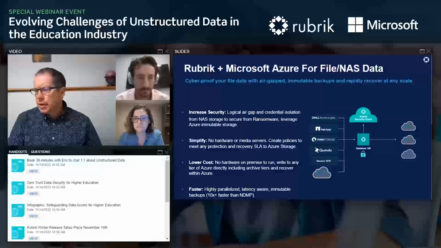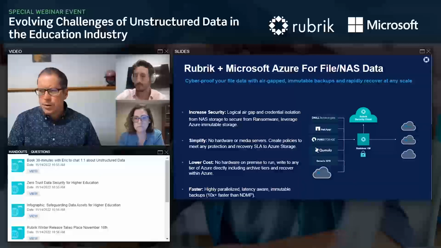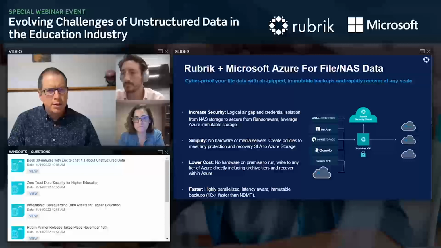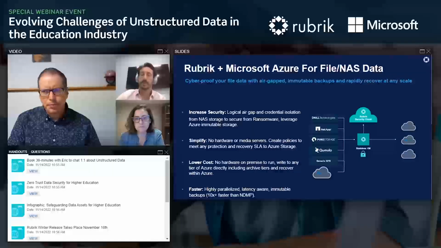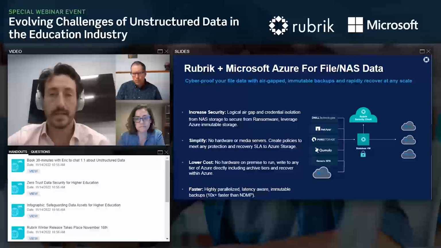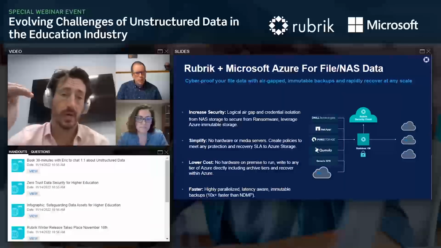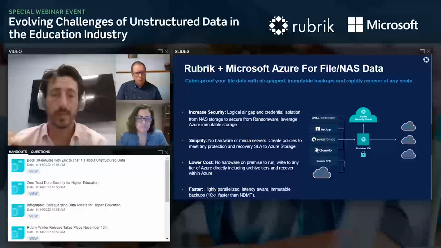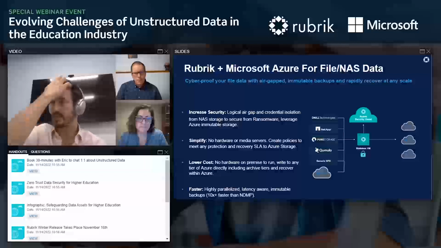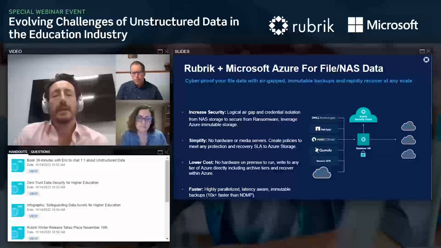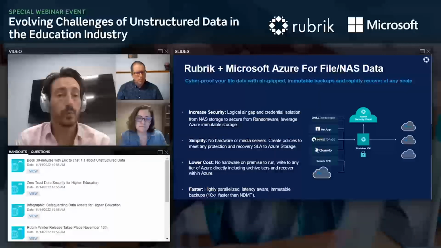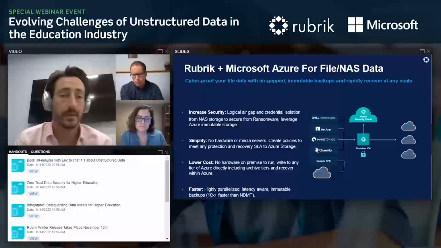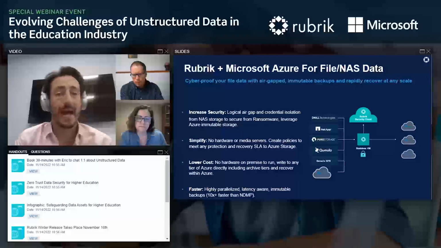Another question here, they're asking, are there cost benefits in using Rubrik to protect or move data to Azure? I think the biggest thing is the ability to write to the hot tier, the cool tier, or the archive tier directly, right? One of the bigger challenges we've seen with storage technologies and legacy backup vendors is writing to a performant tier and leveraging Azure tiering or some sort of policy in the cloud.